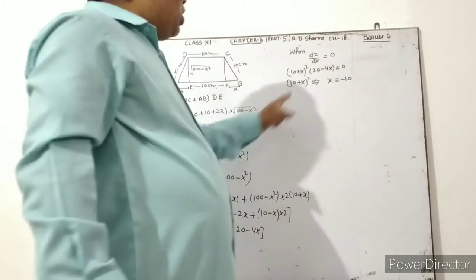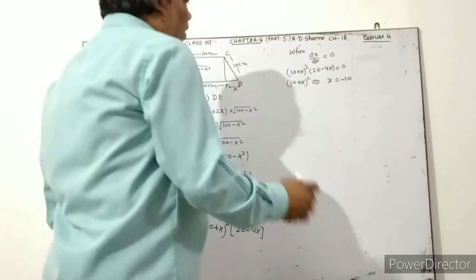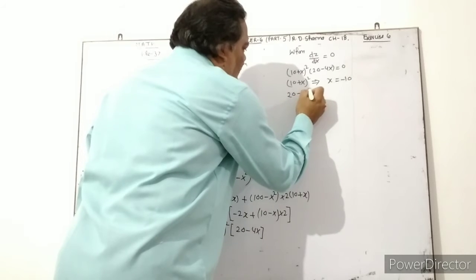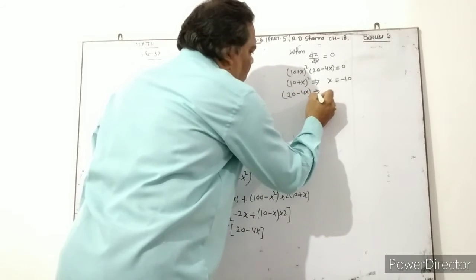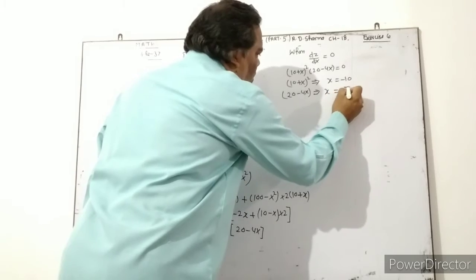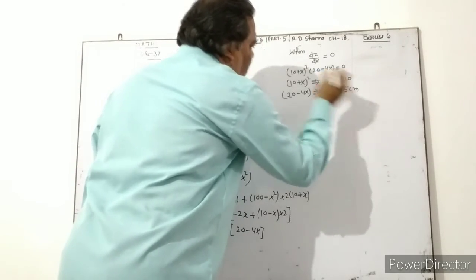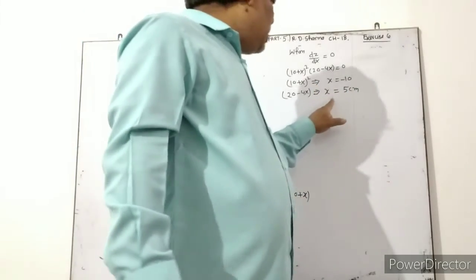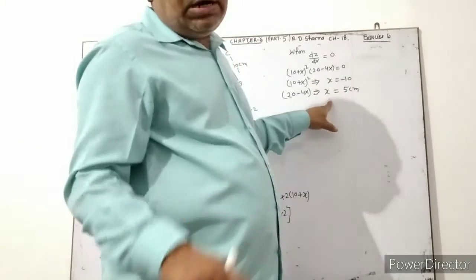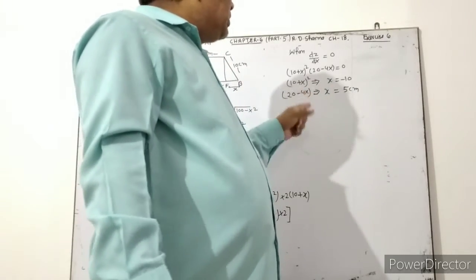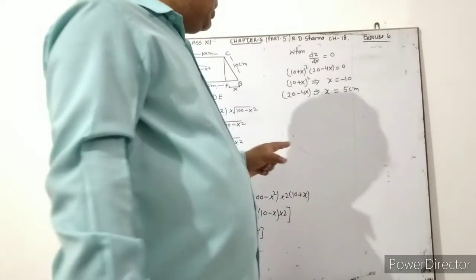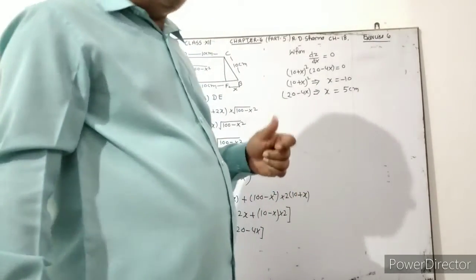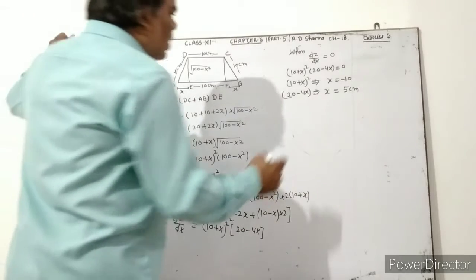But it is not possible. When 20 minus 4x is 0, this is implying x equal to 5. And this is possible. x equal to 5 centimeters. Now put this value in the second order derivative. If the second order derivative is negative at x equal to 5, then this is the maxima. Now what is the first order derivative?